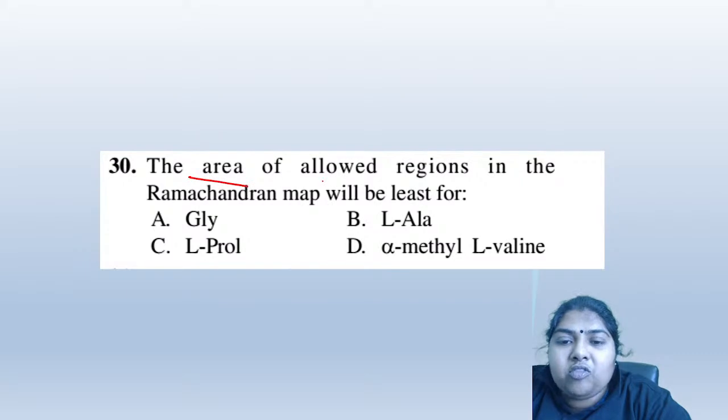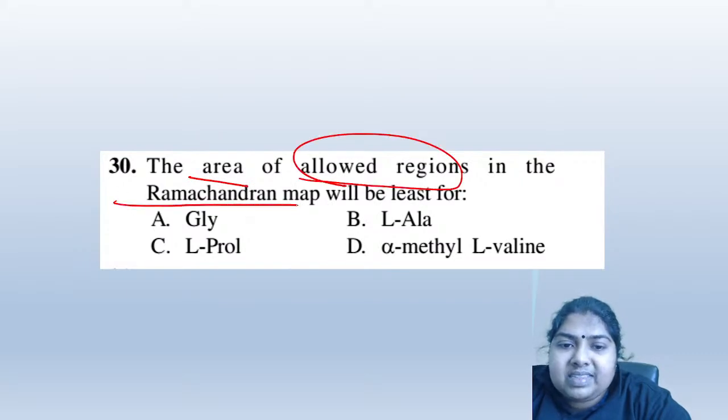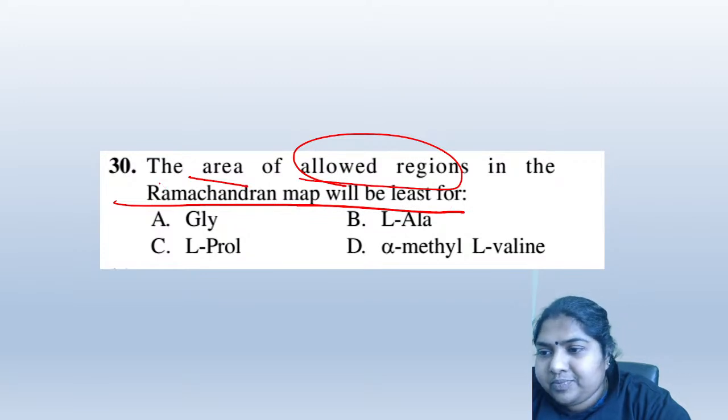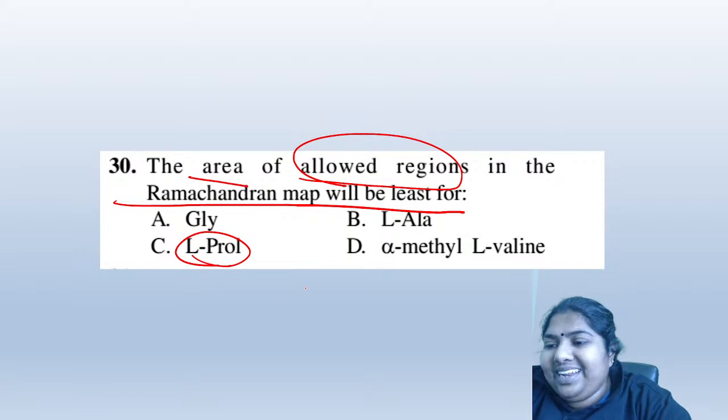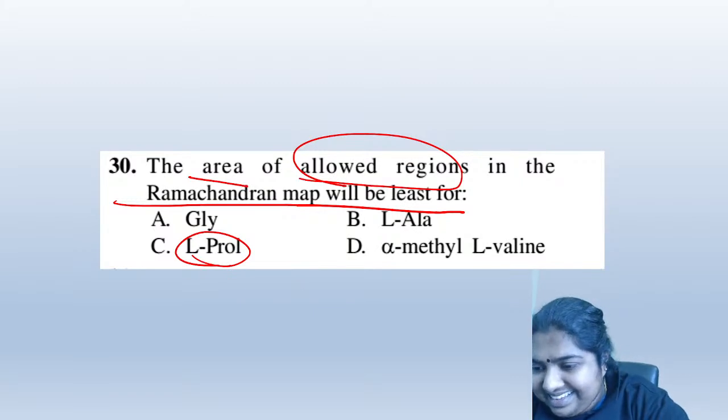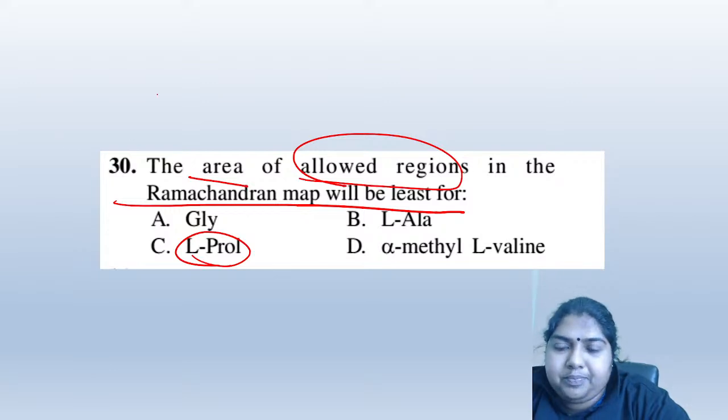The area of the allowed region in the Ramachandran map will be least for whom? Least for proline. You don't want proline, no. So that is why that is going to be very, very least. Yes, Amita. Glycine is maximum. Proline is the least.